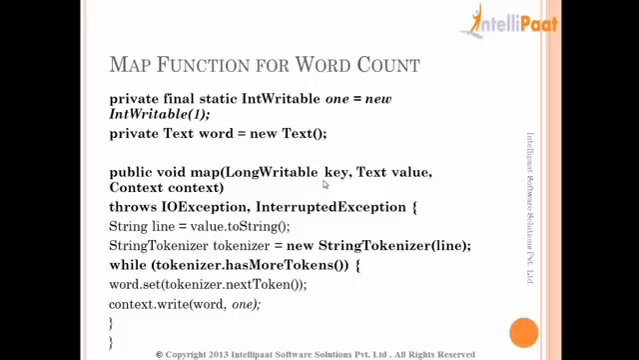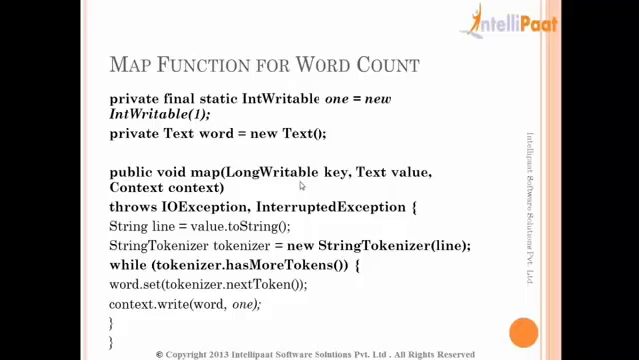So the first line is you take this value and convert it to a string, because this is text. Once you got that line, you use a tokenizer. Once you have tokenized it, you have each word in a token. You iterate through the tokens one by one, set the word as that particular token, and then immediately emit that word and an IntWritable which you have set. So this is the map code, nothing else. This is just a Java implementation of this map code.